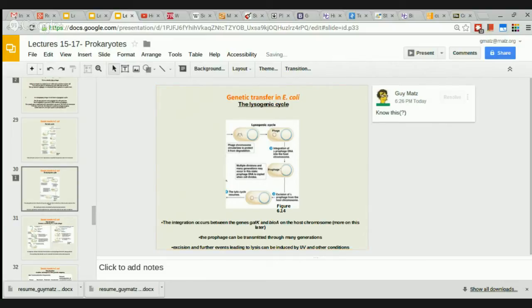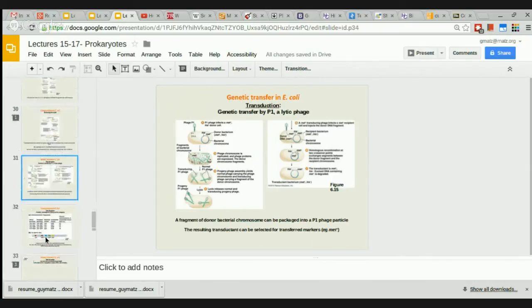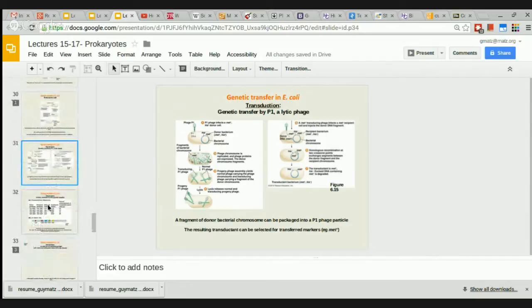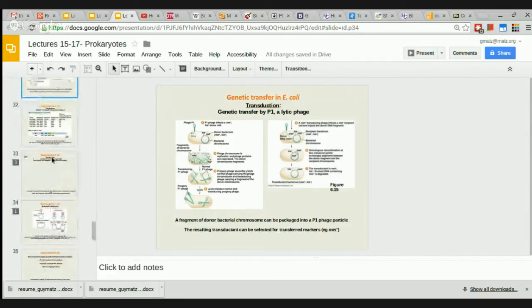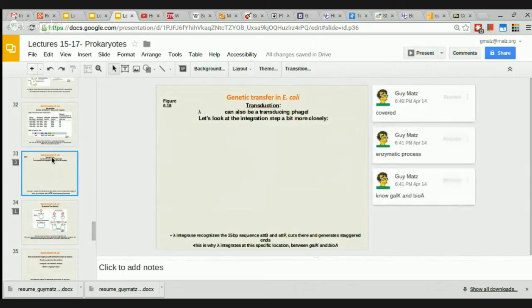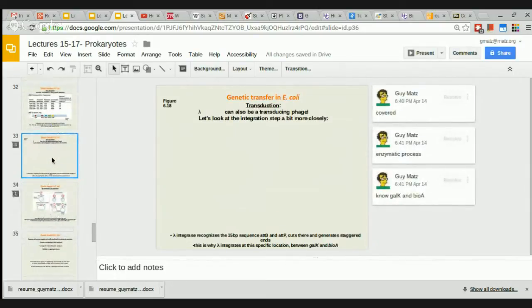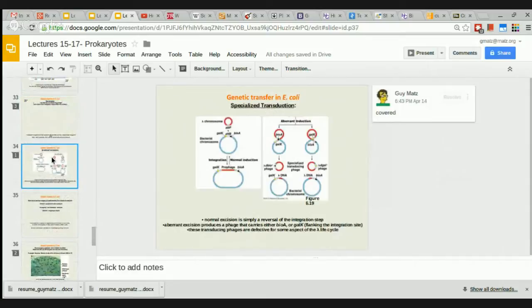So you don't need to worry about transduction. What I just told you about is integrase, it's not homologous recombination. That you need to know. Transduction with lambda, specialized transduction, you don't need to worry about that.